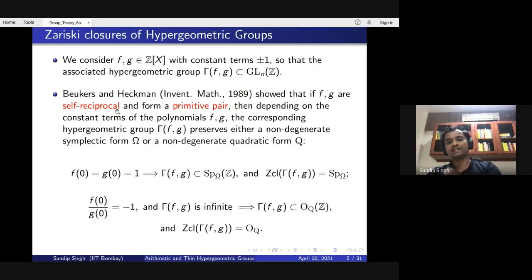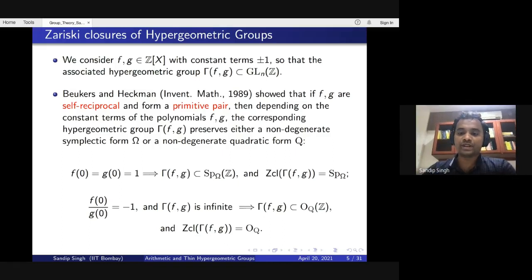So that's how we get, because of the self-reciprocal and f and g coprime conditions, that this monodromy group preserves symplectic and quadratic forms. Then by showing that the Zariski closure of this hypergeometric group inside GL(n) has exactly the same Lie algebra, they have shown that this group gamma f,g is Zariski dense inside the symplectic group of omega or the orthogonal group of Q, depending on the constant terms of those polynomials f and g.